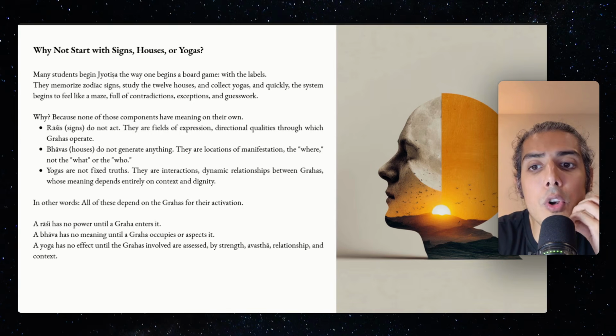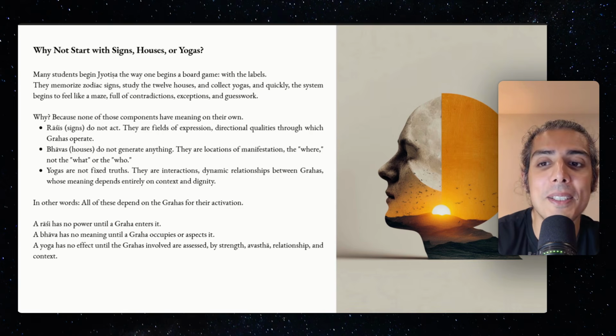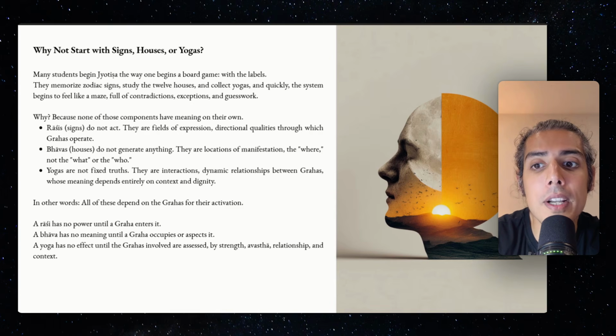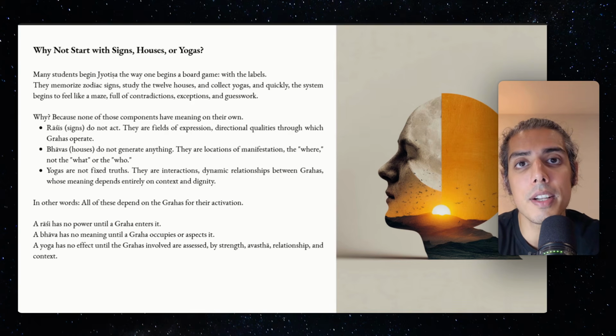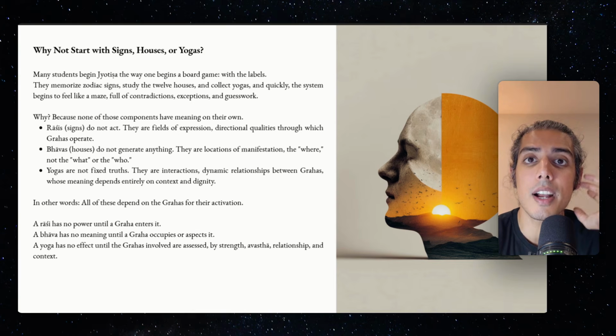So, in other words, all of these depend on graha for their activation. The graha is the core. So a Rashi has no power until a graha enters it. A bhava has no meaning until a graha occupies it or aspects it. Even when people say I have an empty Rashi, an empty bhava, we look at the ruler, the Lord, the force that governs that space. We still depend on the graha, and the grahas' avasthas, the states of the grahas. What state you're going through depends on the state that the graha is going through.